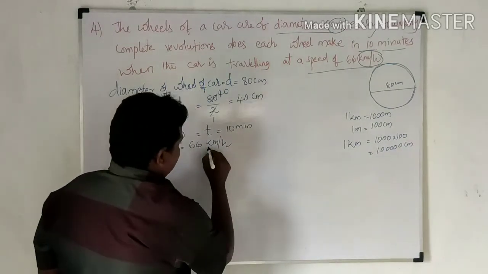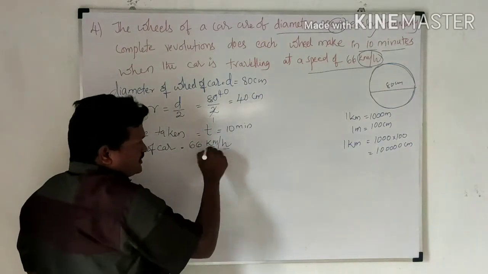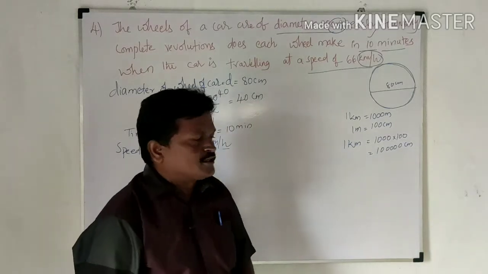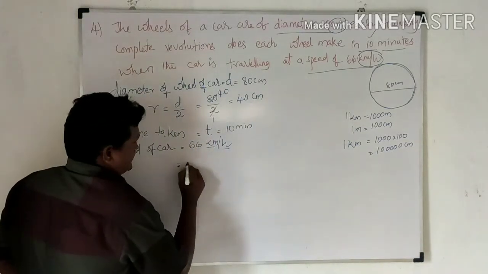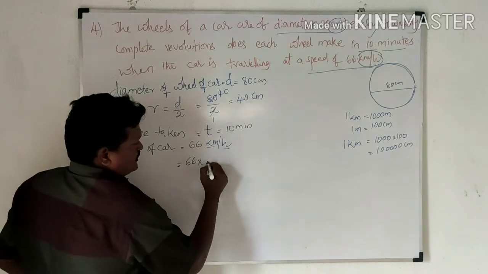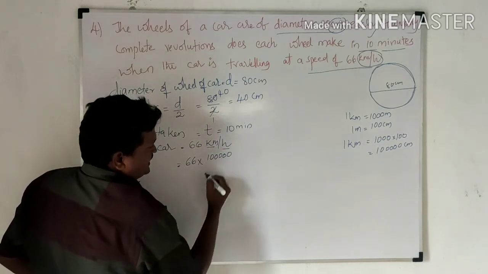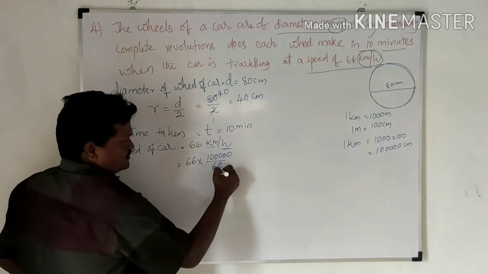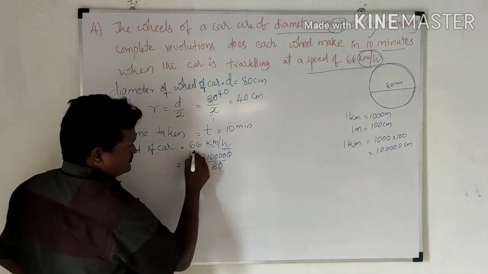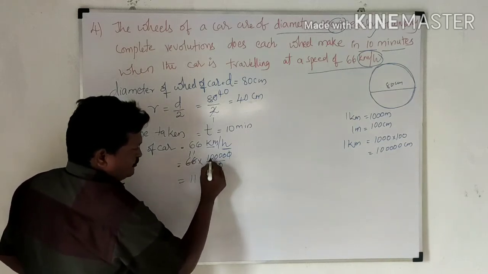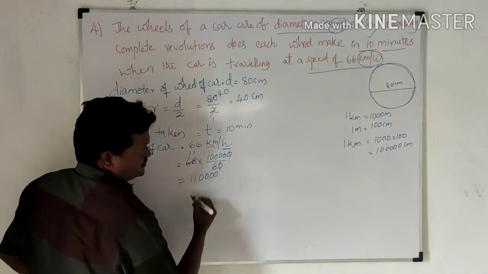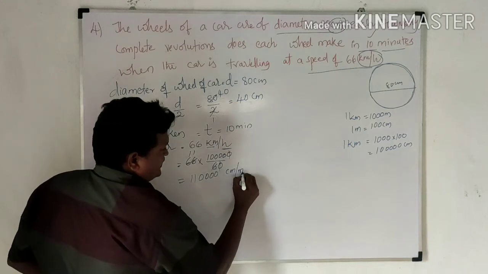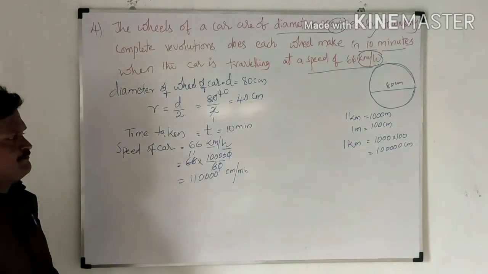So instead of 1 kilometer, if you write 1 lakh centimeters, no problem. Here 66 into 1 lakh centimeters, divided by, for 1 hour, 60 minutes. Here one zero cancels. Six ones are six, six ones are six, eleven ones are eleven. How many zeros? 1, 2, 3, 4, total 4 zeros. That is 11,000 centimeters by minute.